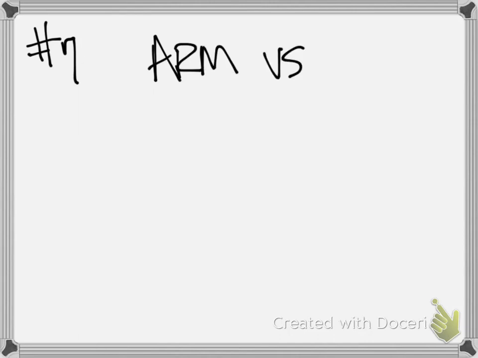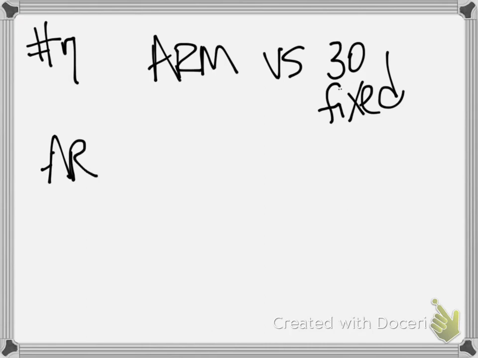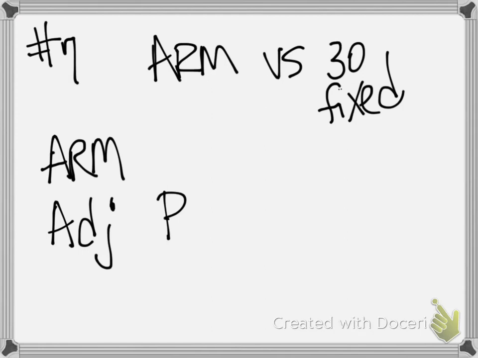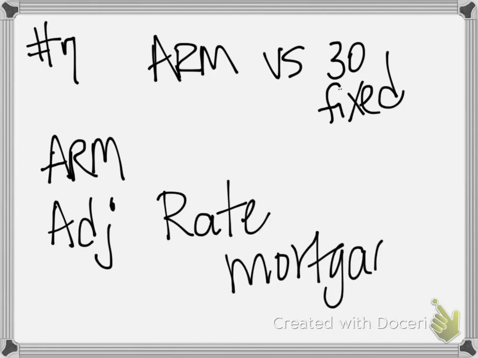Okay, so this is problem number 7, which dealt with comparing an ARM mortgage versus a 30-year fixed. First let's talk about the ARM. This is known as the adjustable rate mortgage. Adjustable rate mortgage means that every year the rate of the mortgage could change.